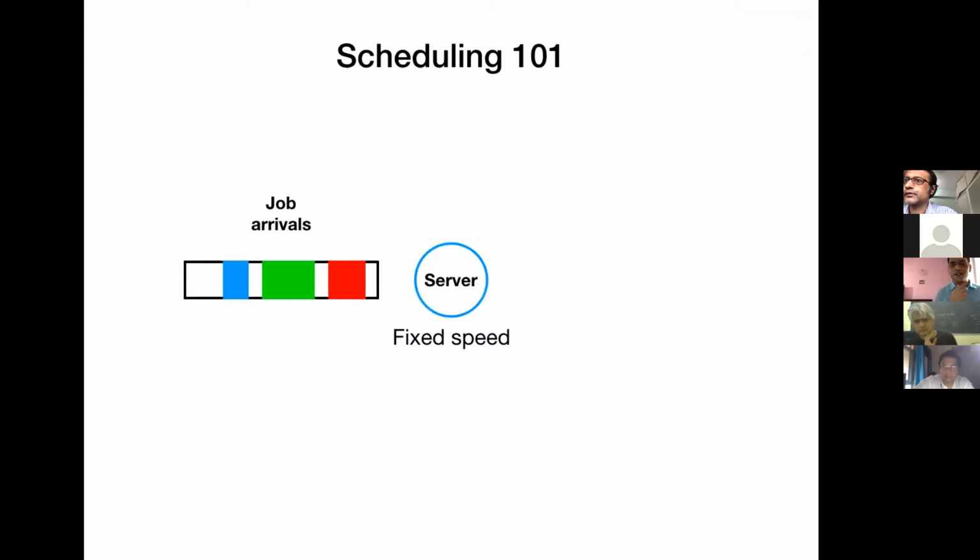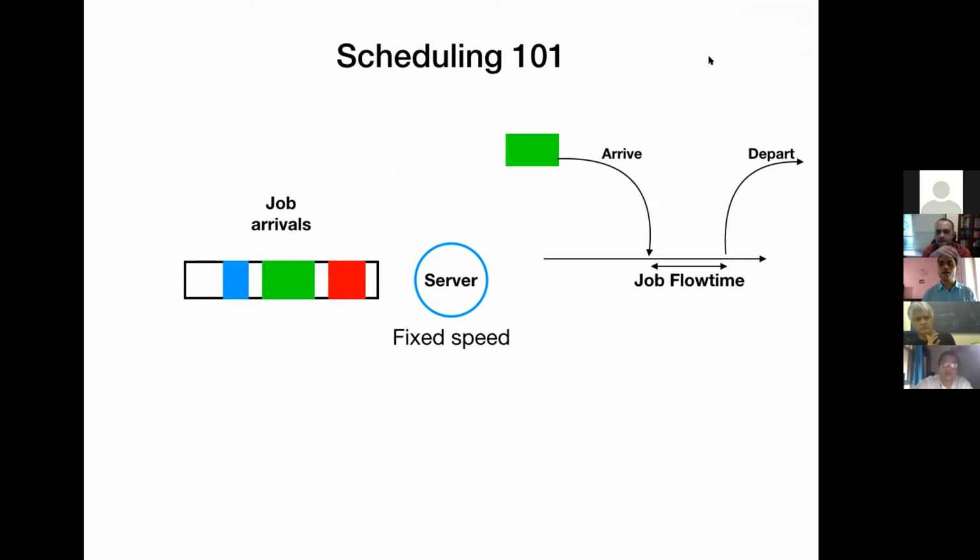So let me just begin with a very simple setup, which will help us introduce the problem. Here is the simplest possible scheduling problem. There is a single server which can run at a fixed speed, and jobs are going to arrive over time. What you want to do is to define something called the job flow time. This is the time between the arrival and the departure of a particular job. So a job flow time is defined to be the difference between when the job arrives and when it departs.